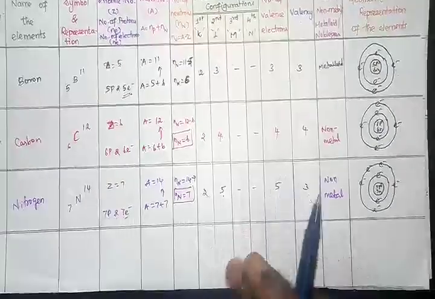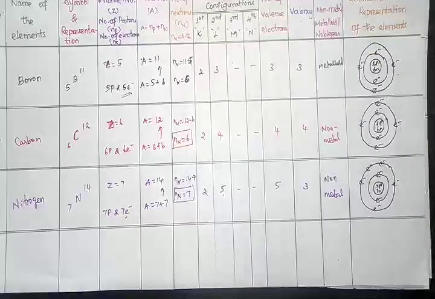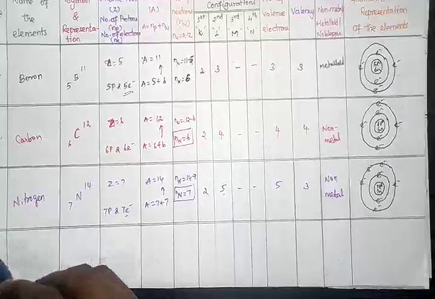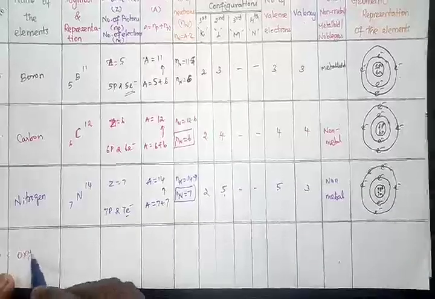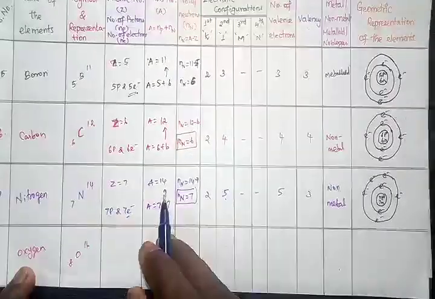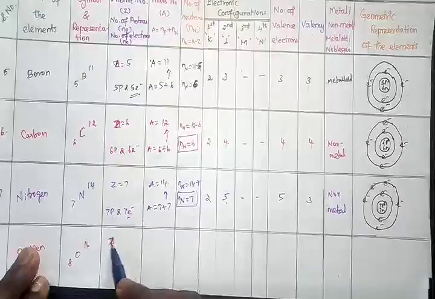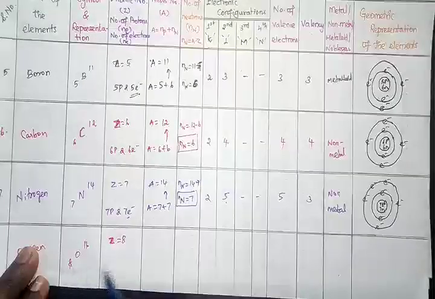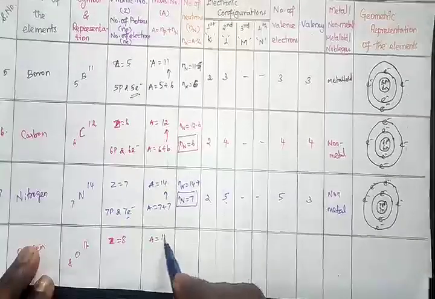The next one is the 8th one, oxygen. So the representation is 8O16. The atomic number Z is equal to 8, you can see the bottom number, and A is equal to 16.